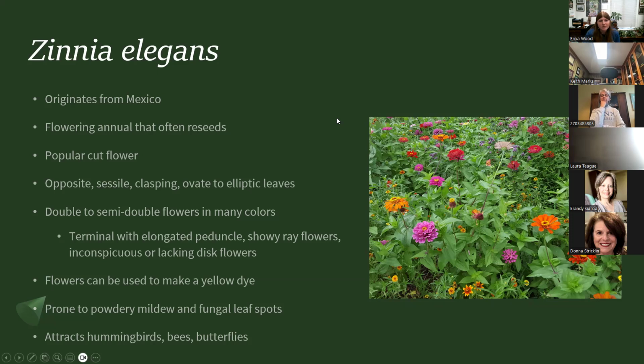But yeah, overall, really great annual that I plant for the bees and the butterflies every year, and it really reseeds well.